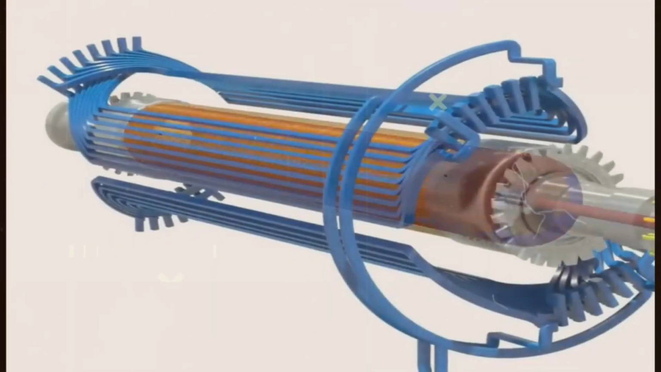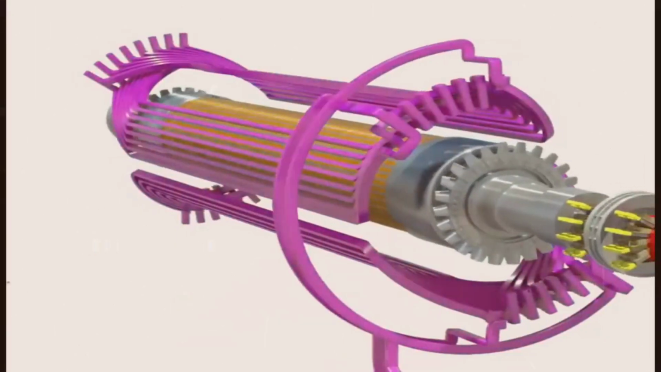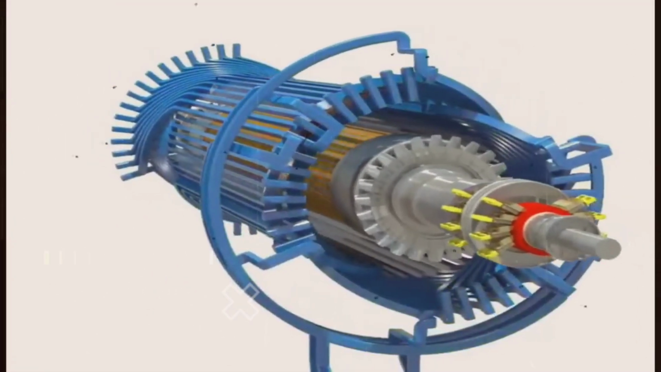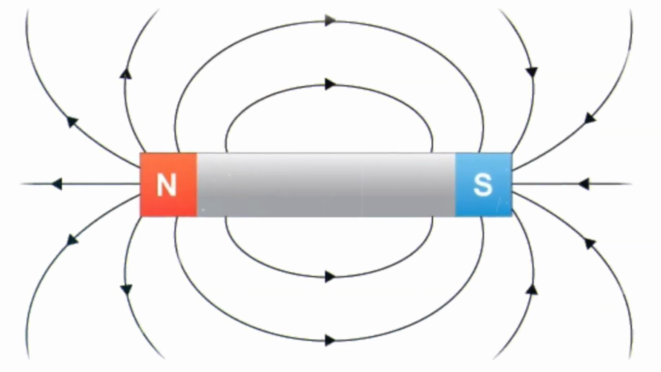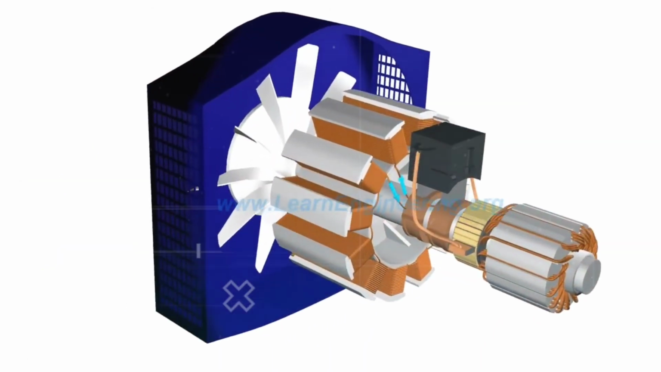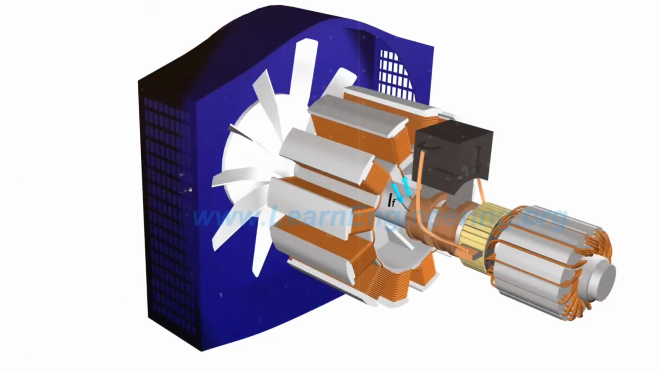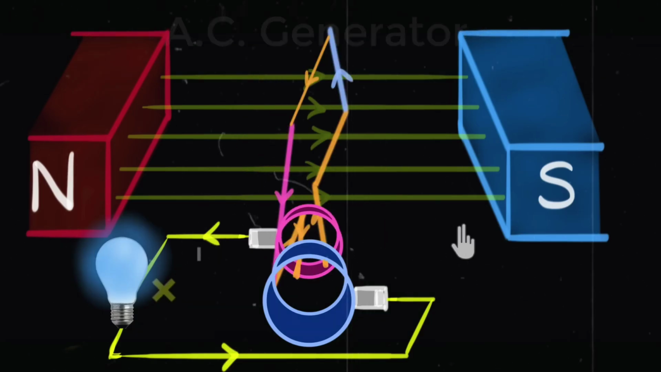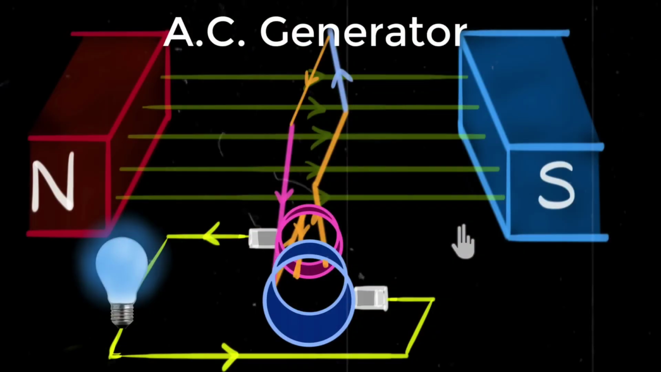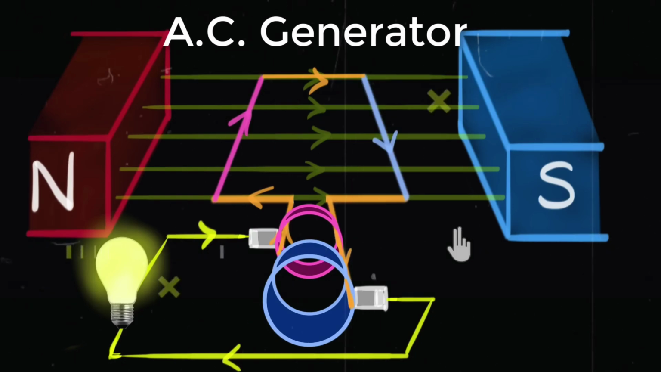electromagnet. As the rotor spins inside the stator, it causes a change in magnetic flux according to Faraday's law of electromagnetic induction. This movement induces an electric current in the stator winding, and that's how electricity is born. The generated current flows through the stator coil and is sent to the output terminal.